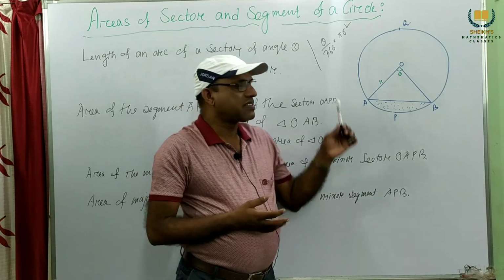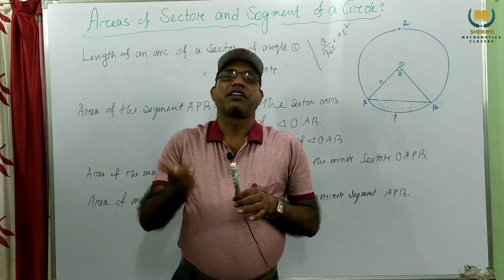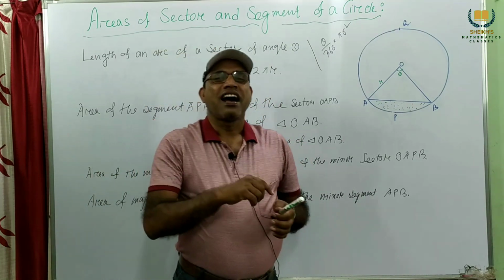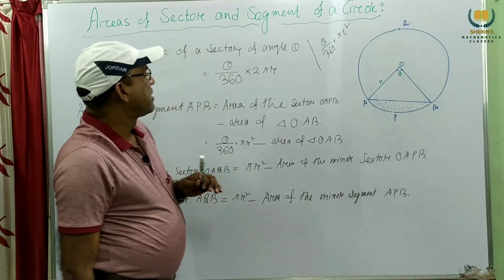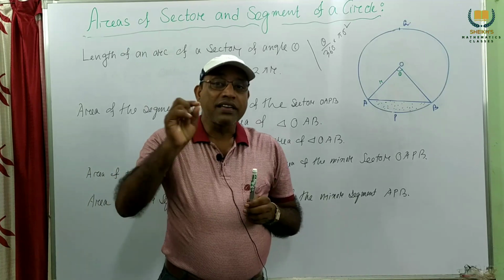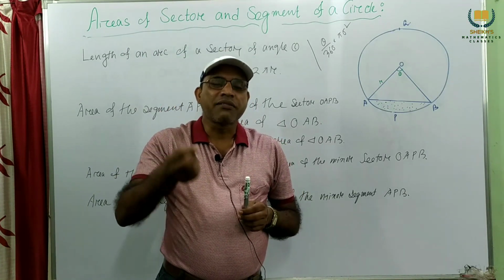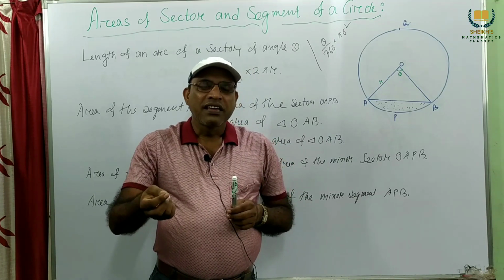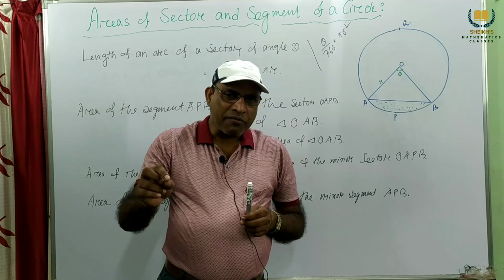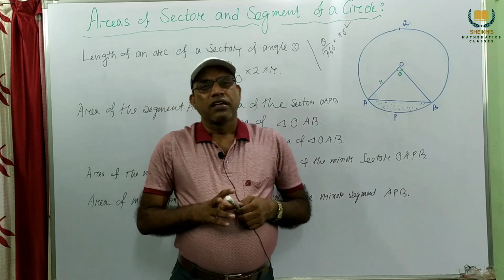So dear students, just remember these formulas: what is a segment, what is a sector, what is the sector area, what is the arc length when the sector angle is given. Sector area means theta by 360 into pi r square, and arc length means theta by 360 into twice pi r. For arc length we multiply with twice pi r, and for area we use pi r square.